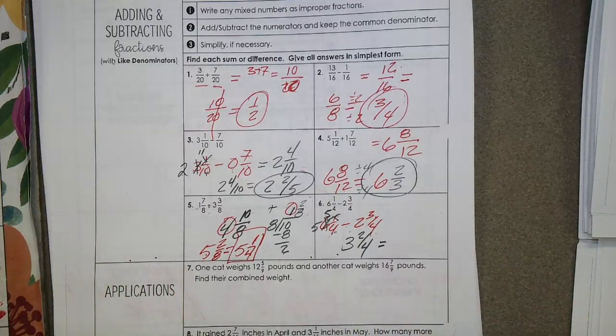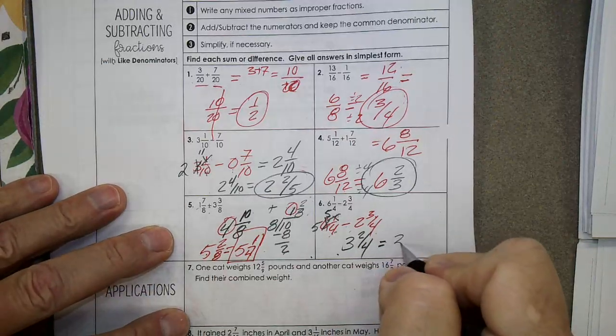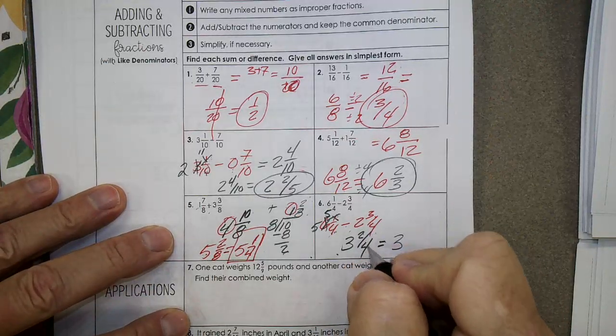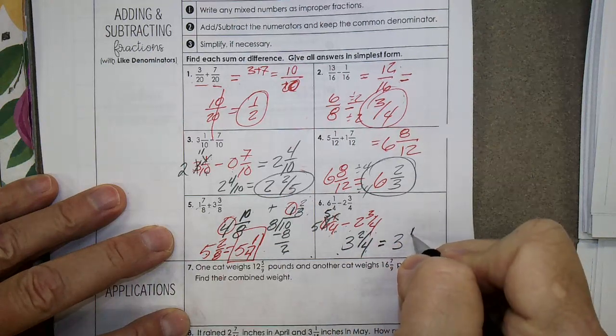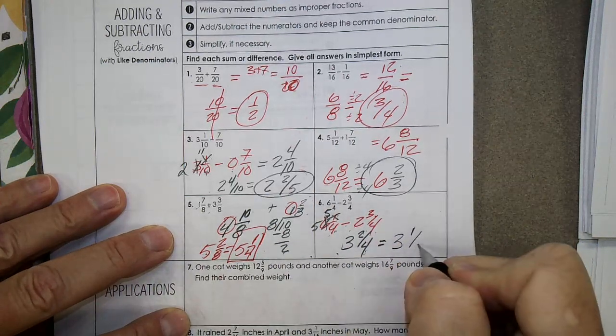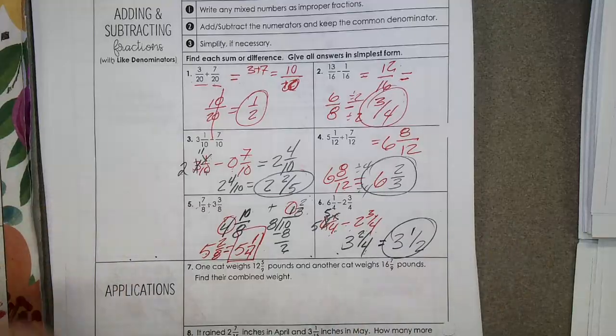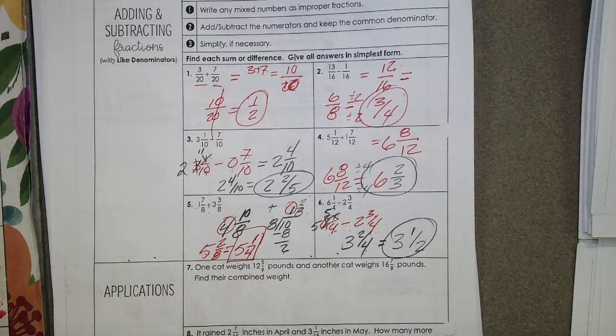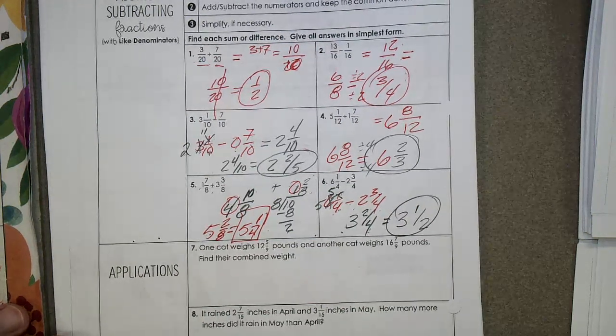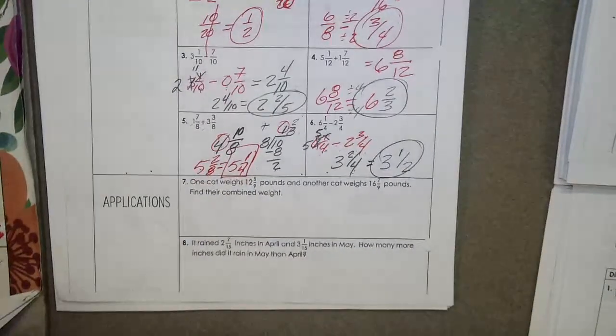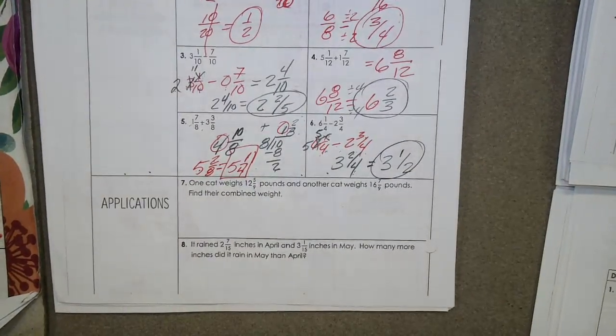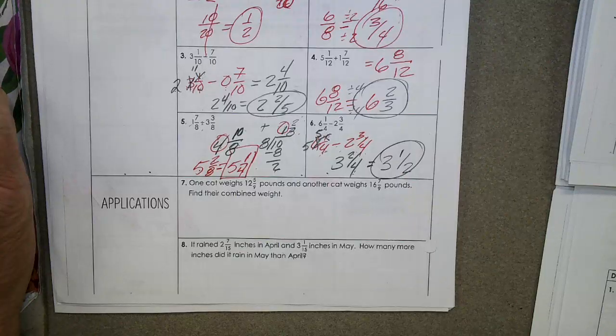And of course, we need to simplify, don't we? So I bring the 3 over. I'm going to divide both of these by 2. 2 divided by 2 is 1. 4 divided by 2 is 2, and I end up with 3 1/2. Okay? So, still, not too bad. We have a common denominator. That's a whole other layer when we don't have one. All right, let's continue on with number 7 here and see what we come up with, okay?